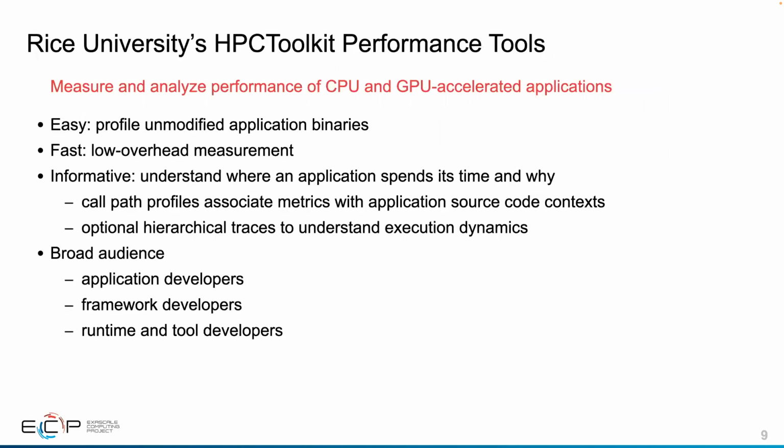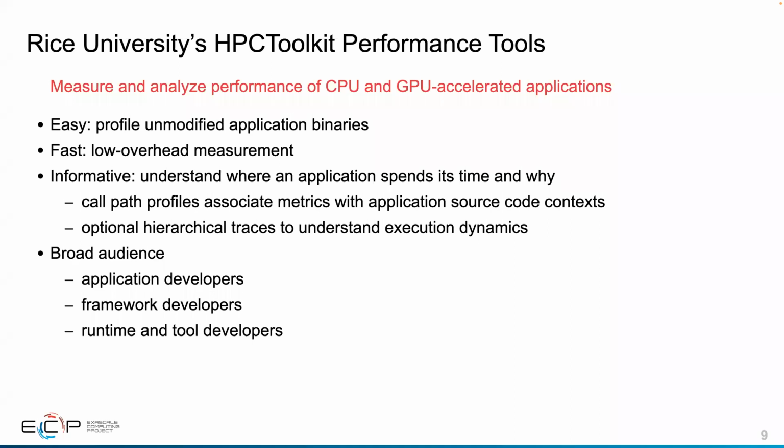So Rice University's HPCToolkit performance tools are designed to measure and analyze the performance of CPU and GPU accelerated applications. They're designed to be easy. They allow you to profile unmodified application binaries. They're fast. They support low overhead measurement, with the one caveat that we can't entirely control the measurement overhead associated with GPU kernel activity, because only your application controls the frequency with which your kernels are launched.